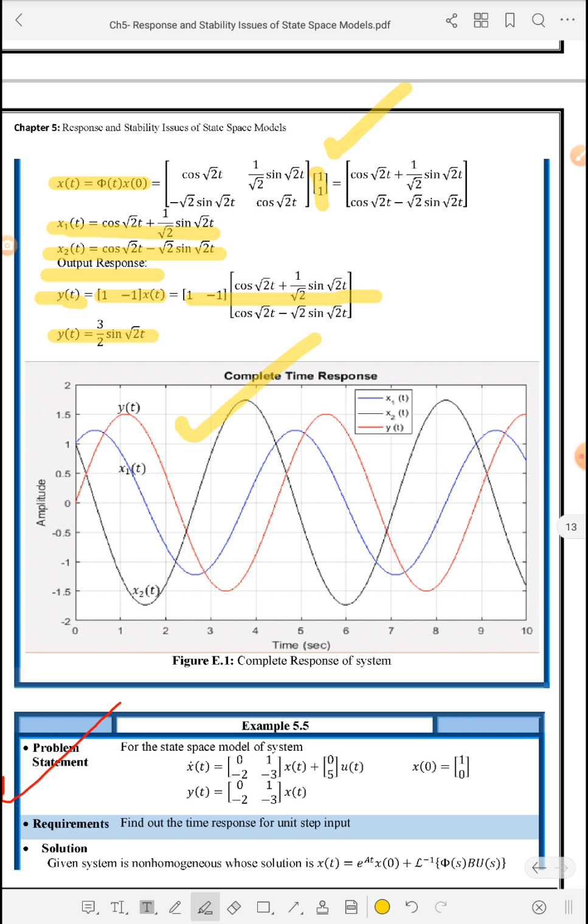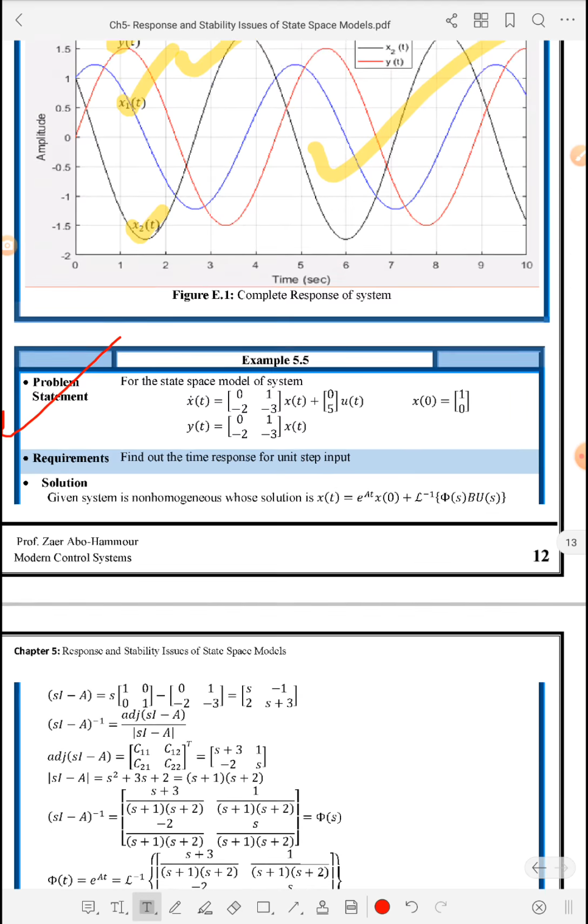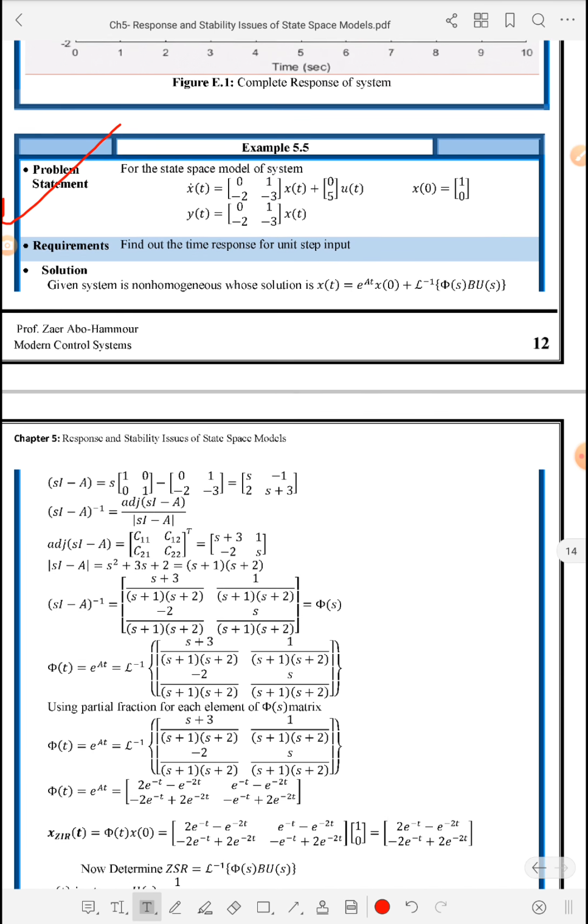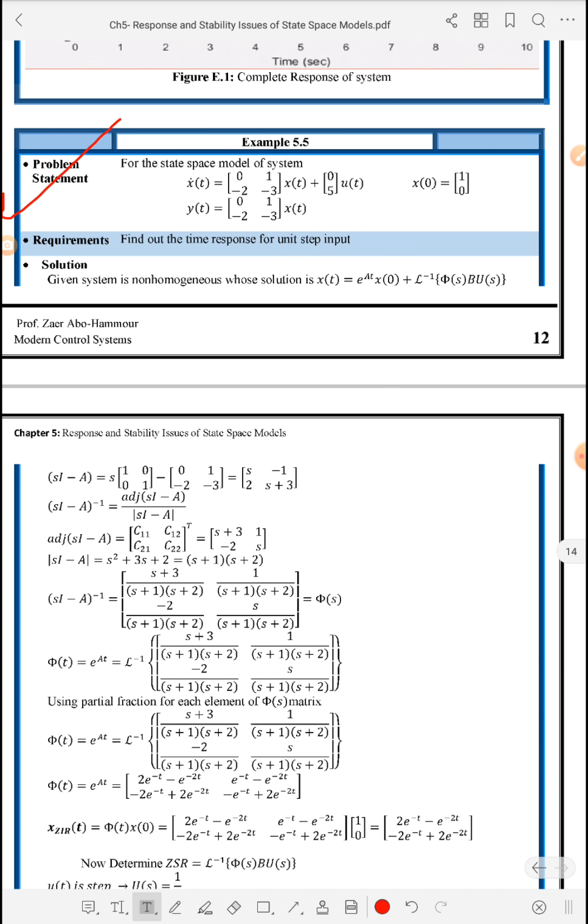Here x1 of t, and here x2 of t, and here is y of t, and all of them are of sinusoidal nature. Next we will switch to the next example, and this example is something different from the previous examples.